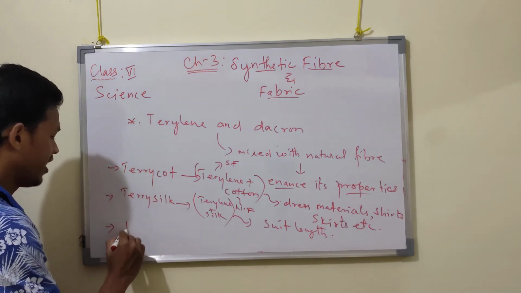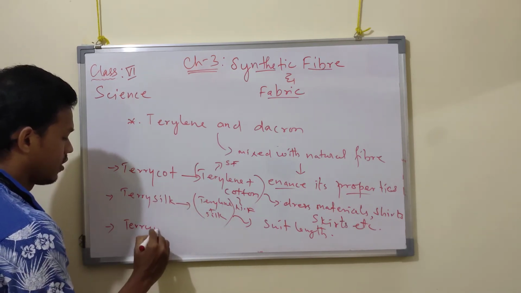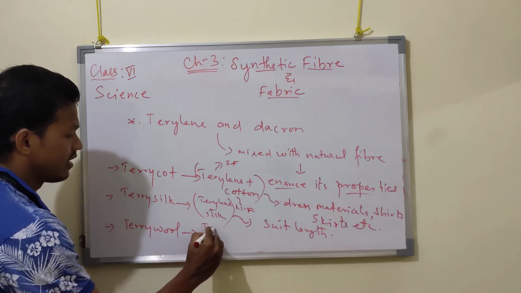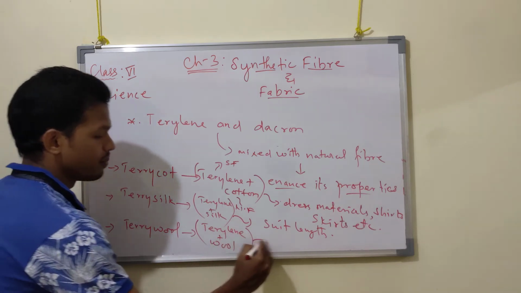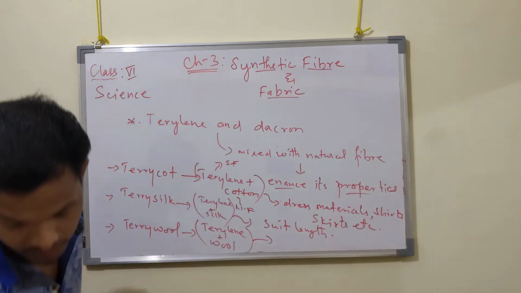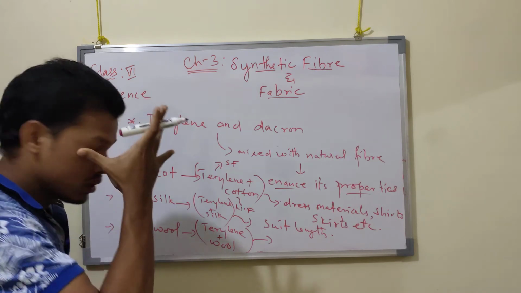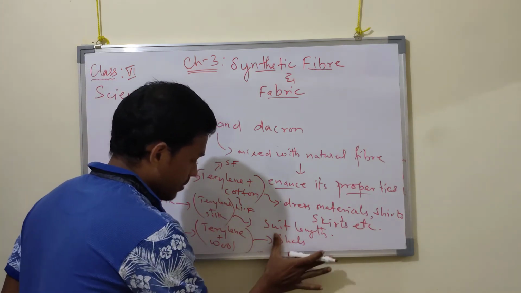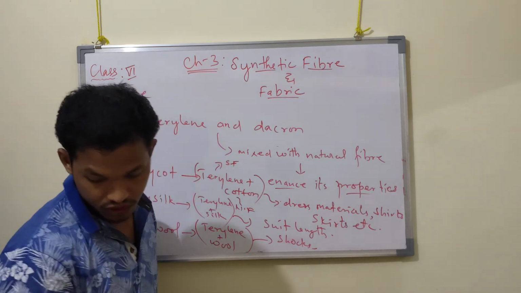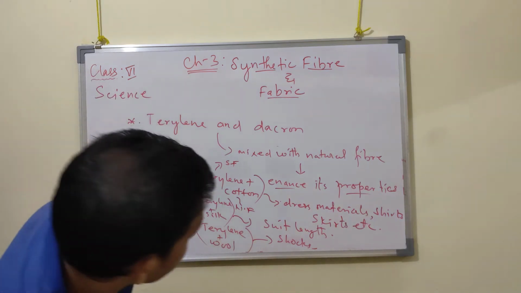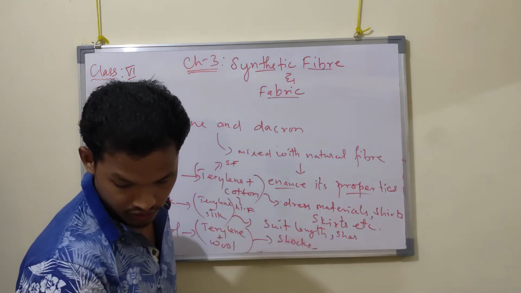And another one is terry wool. Here terylene plus wool are blended. These are used for making various items, such as socks, and also you can write here saris.